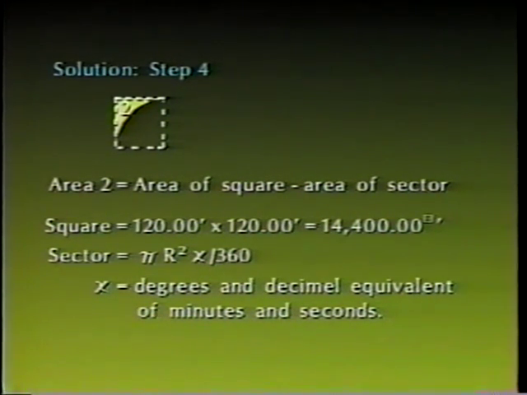So therefore, from the given, we know it's a 90 degree delta. The sector would be 3.1416, or pi, times 120 squared, the radius, times 90 over 360, which would give us 11,309.76 square feet. Now, taking the area of the square, the 14,400 square feet, minus 11,309.76 square feet, we come up with 3,090.24 square feet for the area of this sector.